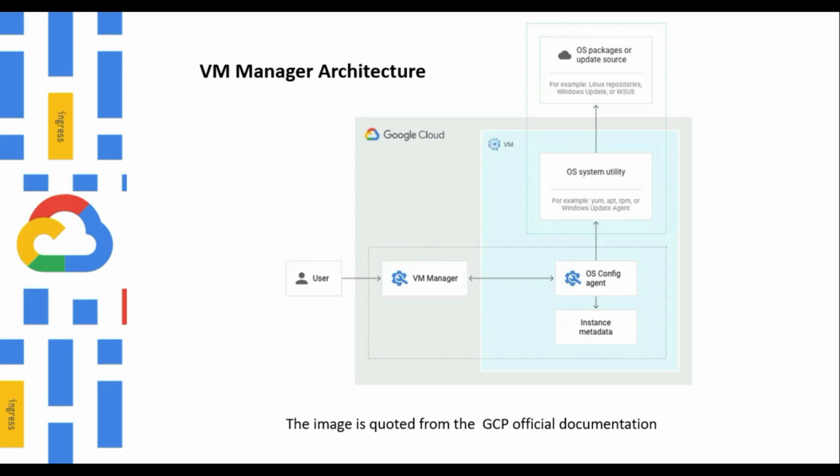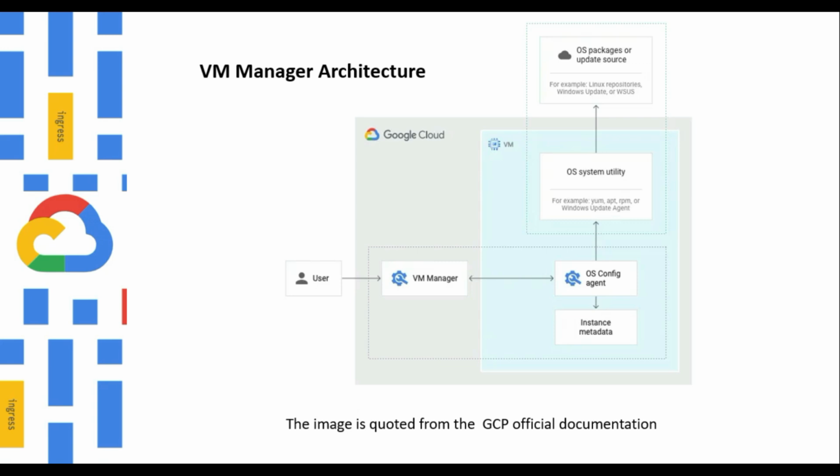VM Manager architecture diagram. See the image below for the configuration elements. One thing to note: the settings will be applied just for installing the OS config agent on the instance. The settings are designed to be applied to the instances where the VM Manager is enabled in the instance metadata.